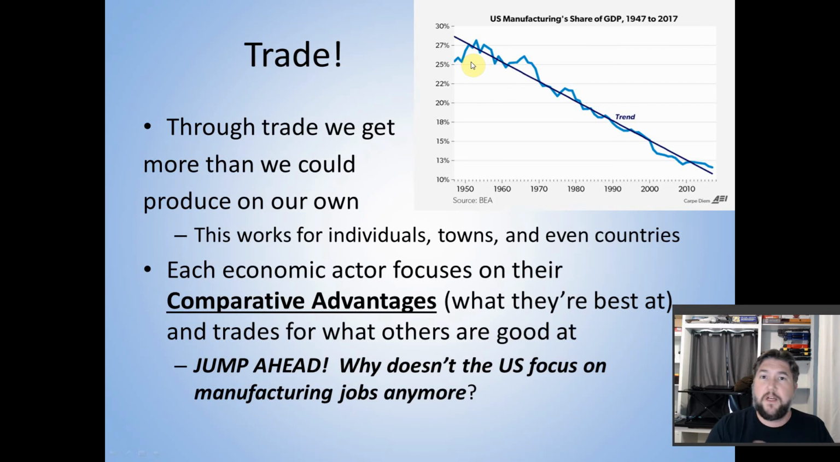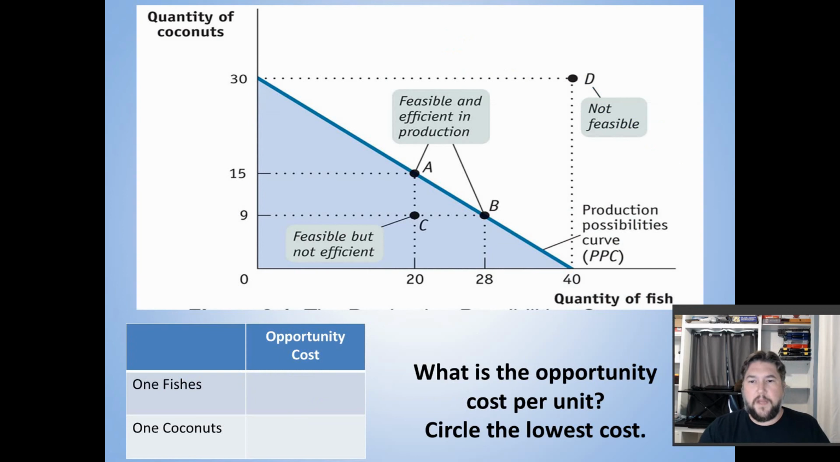So everybody, every country, every whatever you want to look at will have comparative advantages typically. And that's important to understand what they're best at. And how do we figure out what you're best at? Well, you have to understand opportunity costs just a little bit more. All right. Now, I don't expect you to be able to answer this right now. All right, so I ask you down here, what is the opportunity cost per unit? Circle the lowest cost, and you're like, oh my God, I don't know how to do that yet, but I'm gonna walk you through it here, okay?